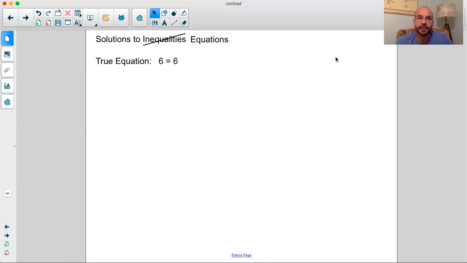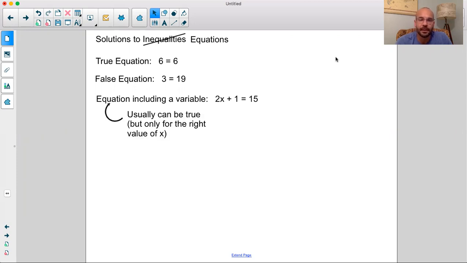So we did a lot of work on what a true equation is and what a false equation is. And you've also done plenty of solving of equations. And I think because the equation is a pretty simple idea, where there's one value of x that's going to make 2x plus 1 equal to 15, we've done a pretty good job, but we haven't really slowed down to think about what is going on when we solve the equation. So an equation with one variable in it is usually true for the right value of x. And if it's not the right value of x, then it becomes a false equation. So we've proven to be very good at this.